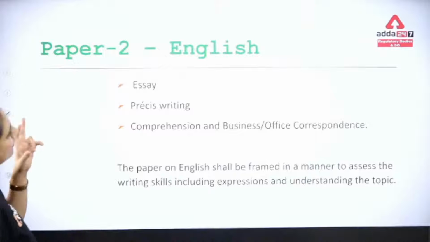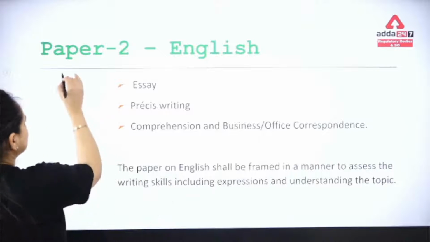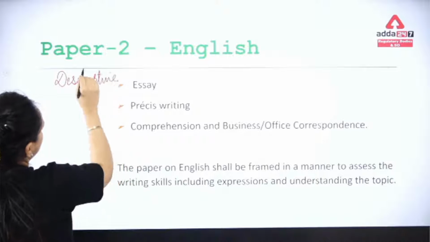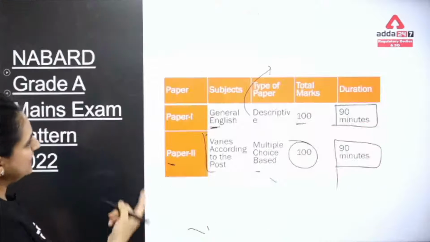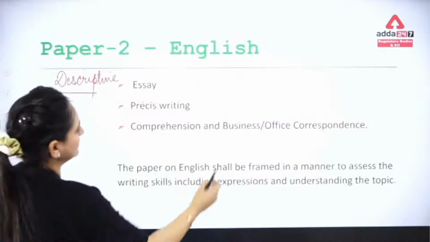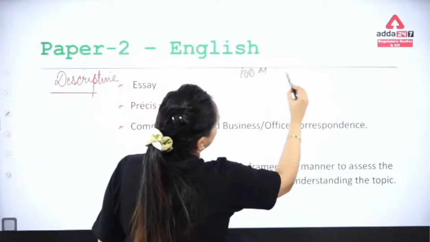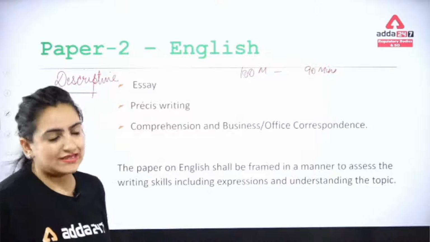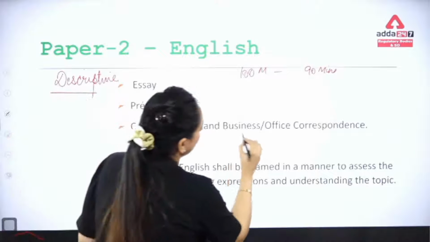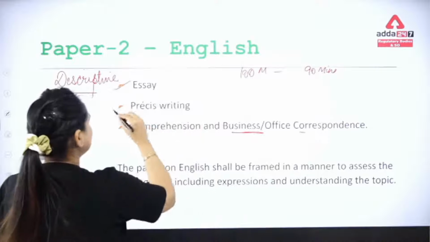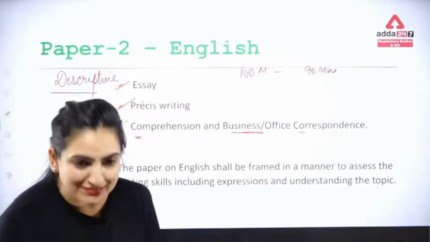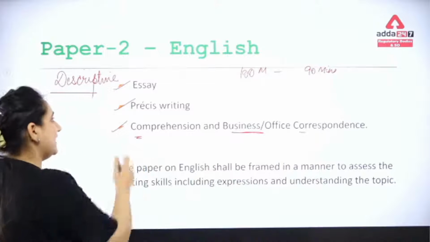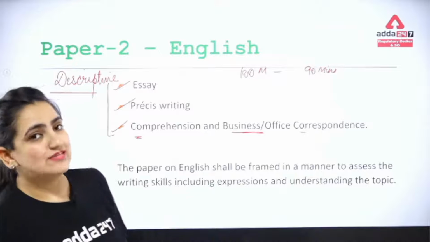So guys, now when I talk about paper 2, since I told you this will be a descriptive paper, it will again take up 100 marks and 90 minutes. Herein, this will cover your essay writing, précis writing, comprehensions, and business and office correspondence. So essays, précis writing, comprehensions, and a few letters, some business letters and office correspondence. We will make sure each and everything is very clear.